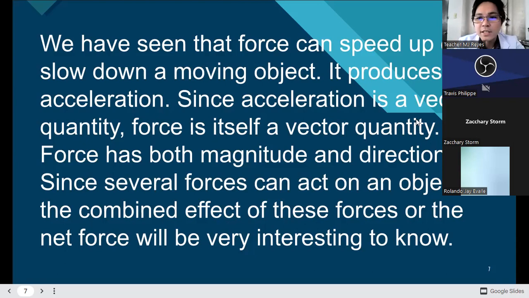Since acceleration is a vector quantity, force itself is a vector quantity. Force has both magnitude and direction. Since several forces can act on an object, the combined effect of these forces, or net force, will be very interesting to know.